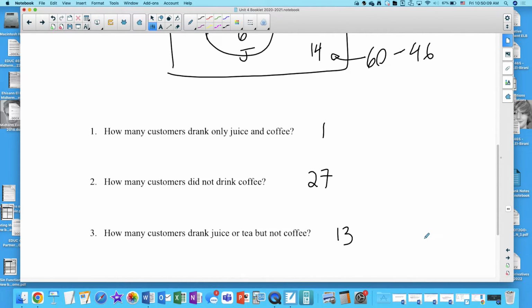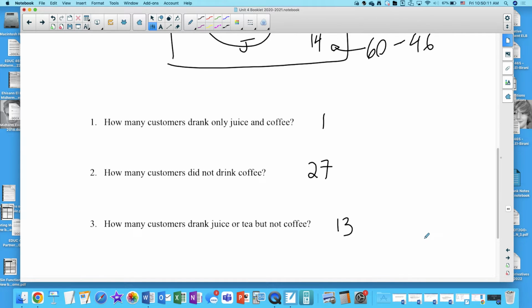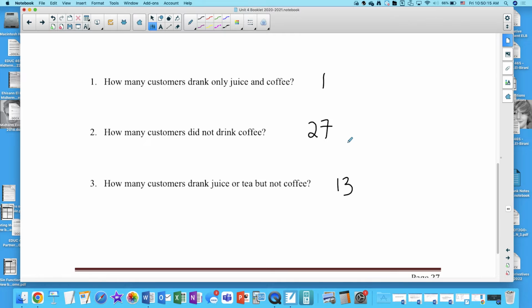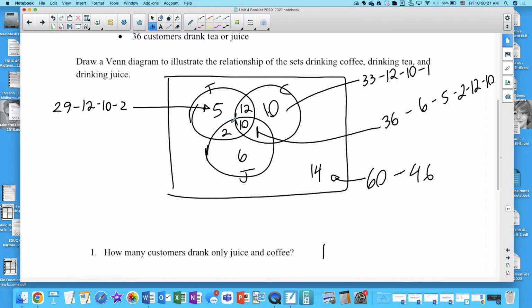Okay, so once you get that Venn diagram, the rest of it should be pretty straightforward. How many customers drank juice or tea but not coffee? So that's these 3 added together, right? We join these 2 bubbles, but we take out the coffee bubble. Okay? All right, any questions?